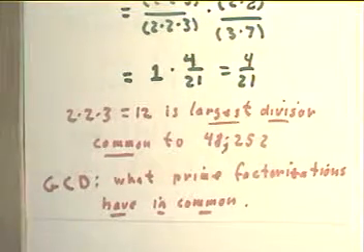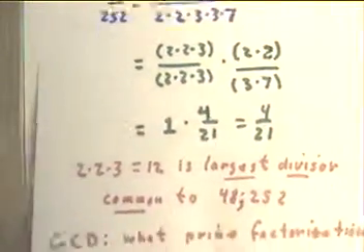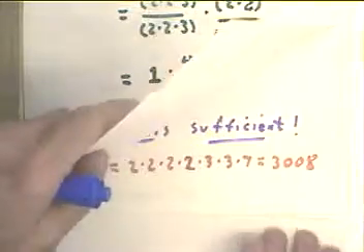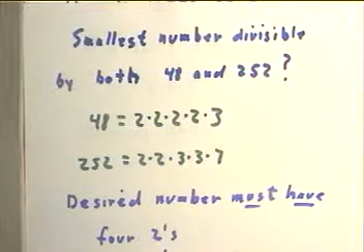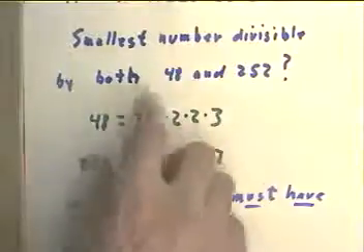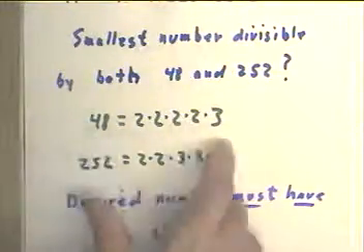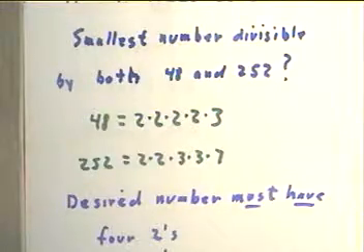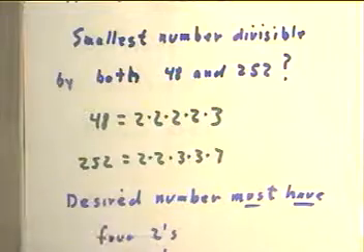Now in the next clip we'll actually, let's stick to this clip for a minute. Okay. Here's another question. What's the smallest number that's divisible by both 48 and 252? Now, since we're familiar with the 48 and 252, 48 is written this way, 252 written this way.